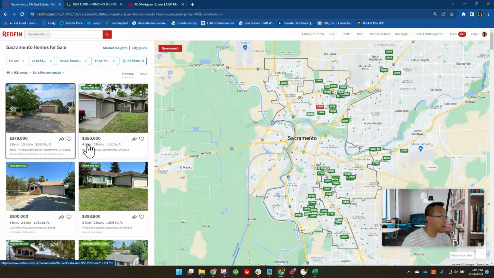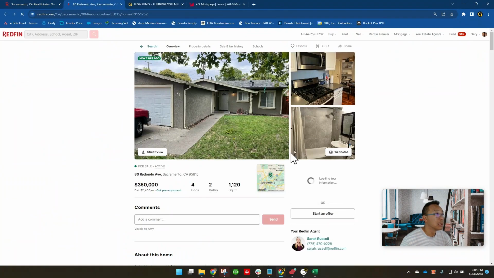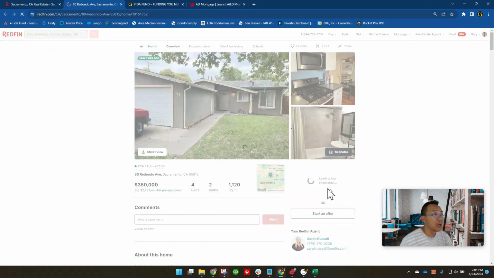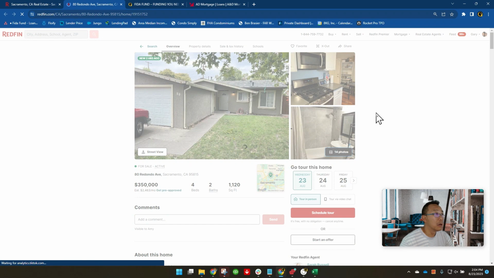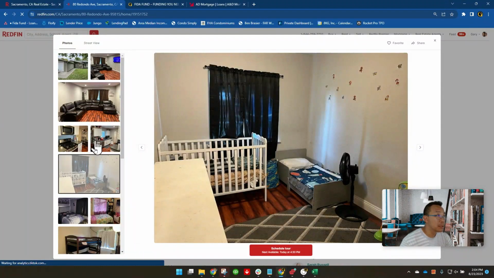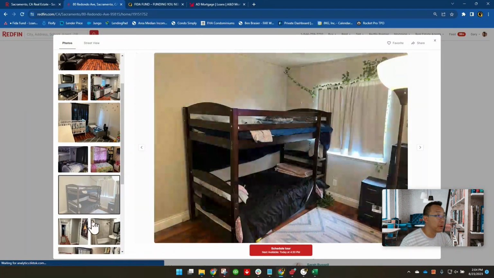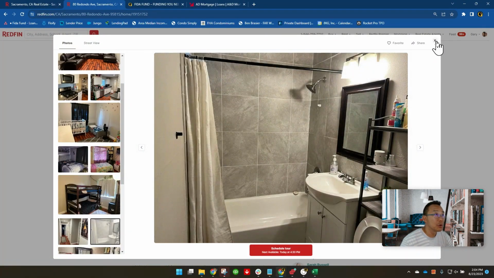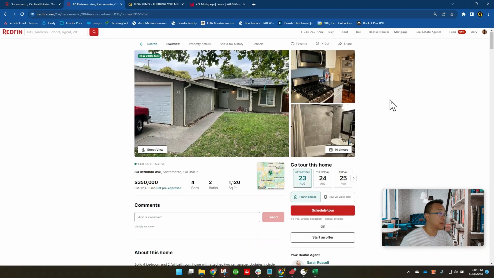This first one's actually not bad. I mean, 350,000. It's got 4 bedrooms and 1,120 square feet. And you look inside to see how's the condition. The internet's kind of slow, but hey, it doesn't look bad, right? It's totally livable and rentable, right? So let's just use this as an example.